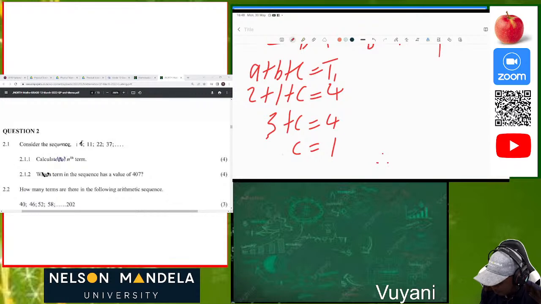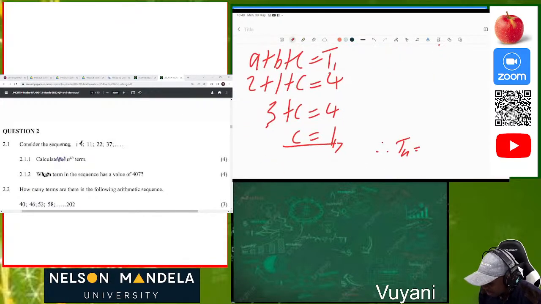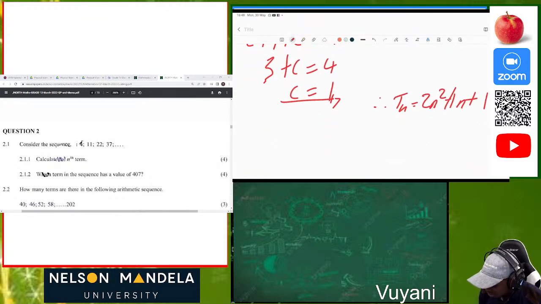Then therefore, Tn is equal to, what is our a? It's 2n squared plus bn plus c. What is b? Our b is 1. What is c? Our c is 1. Then after that, you can actually see that your Tn is equal to 2n squared plus n plus 1.